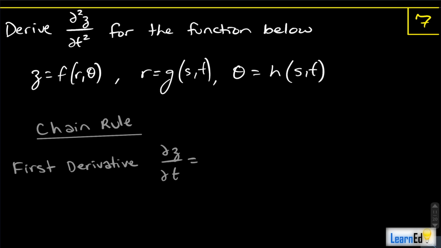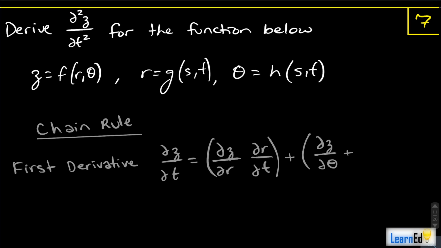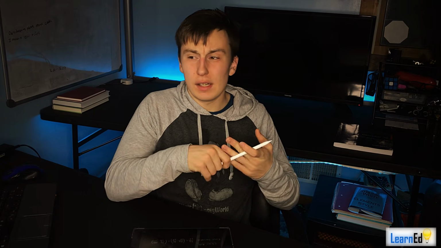So our terms, we're going to have dz over dr. So we're going to take a partial with respect to r. And then for the r equation, we're going to take a partial with respect to t. And you see the dr's cancel out, and we just get dz over dt, right? So that works out. And then we do the same thing with the theta equation. So we take a partial derivative with respect to theta, and that's added. Then we have d theta over dt. And there you go. So that's chain rule for the first derivative, right? That's pretty simple, kind of intuitive. It makes sense.